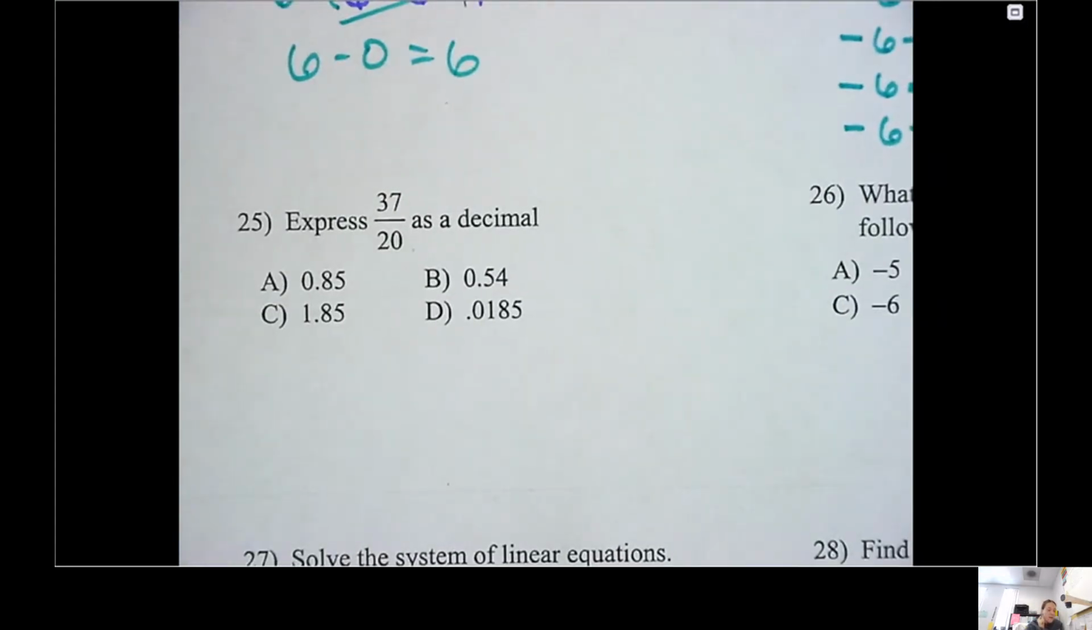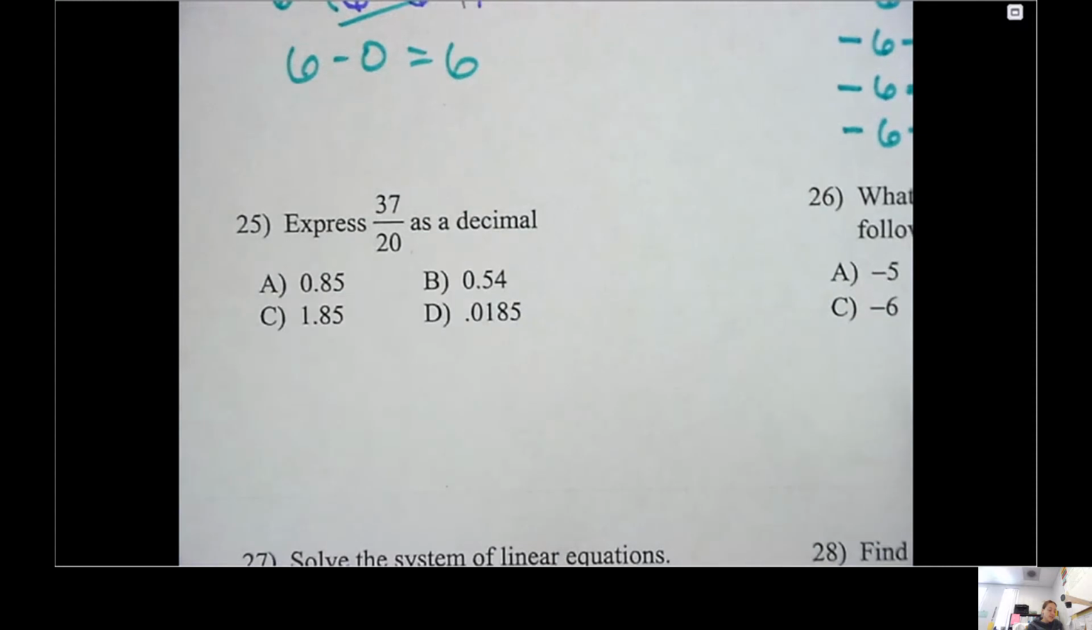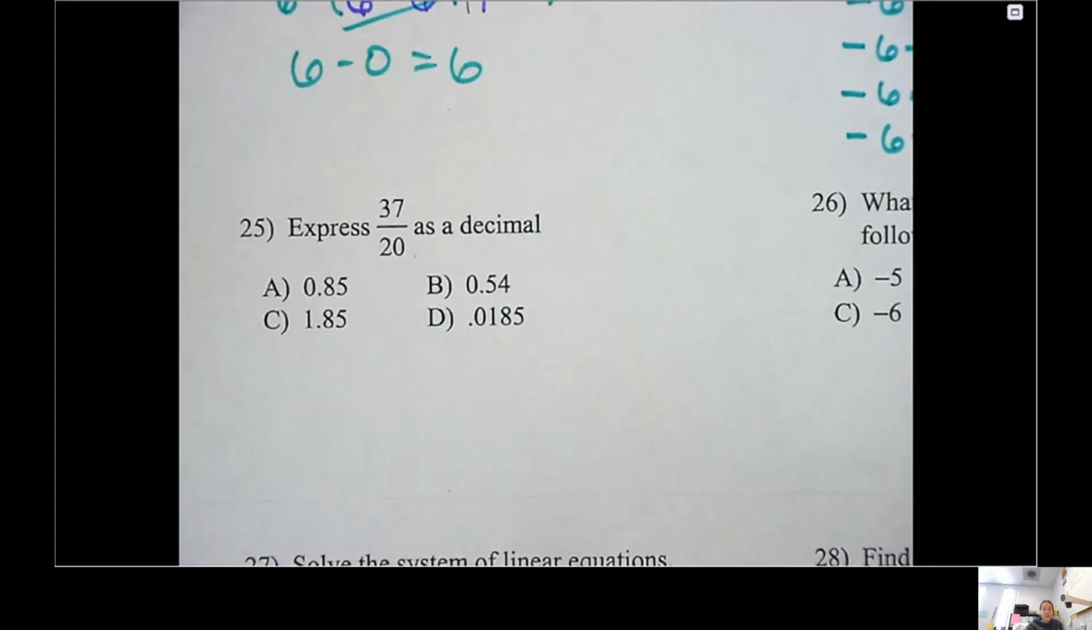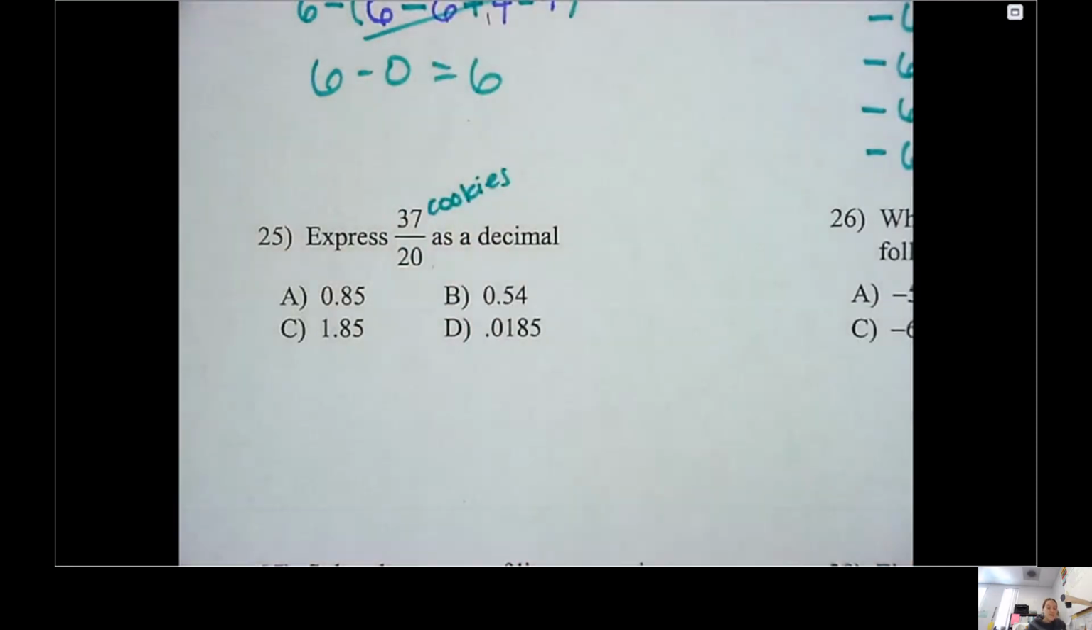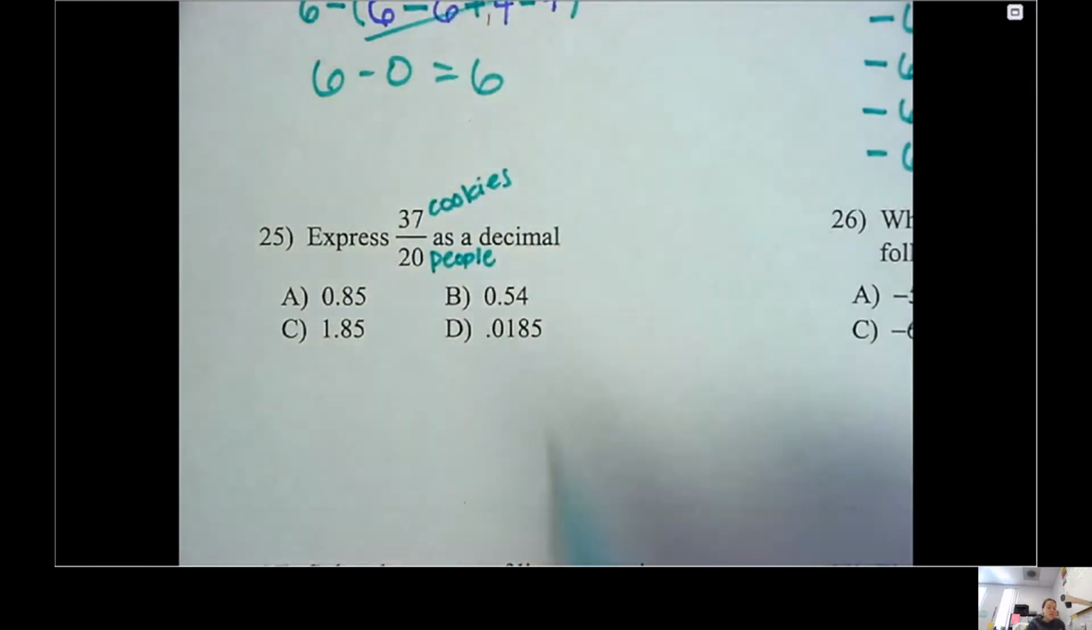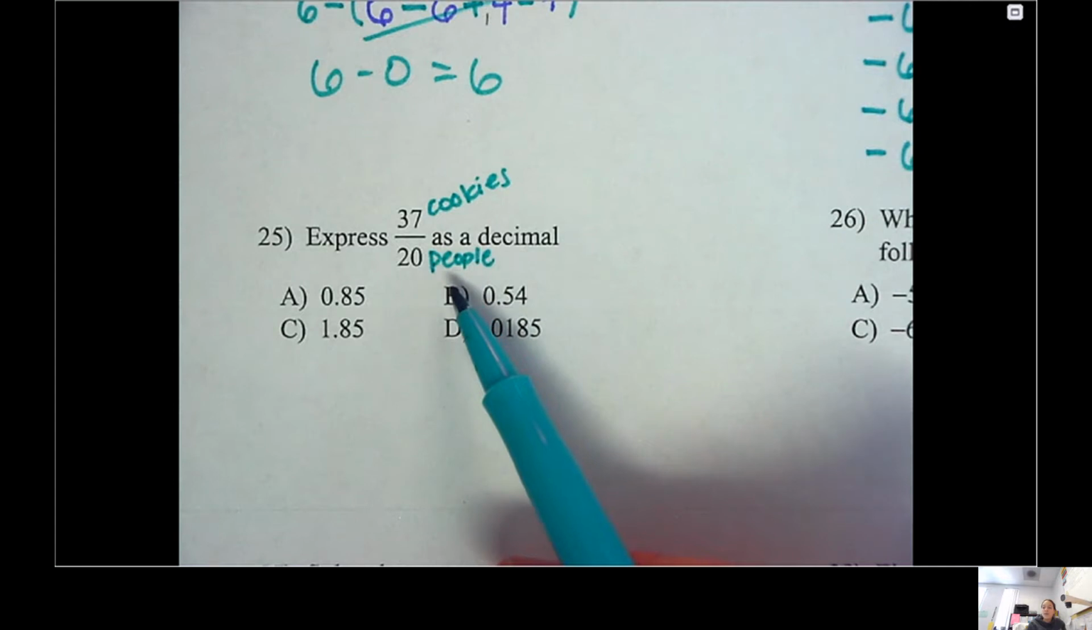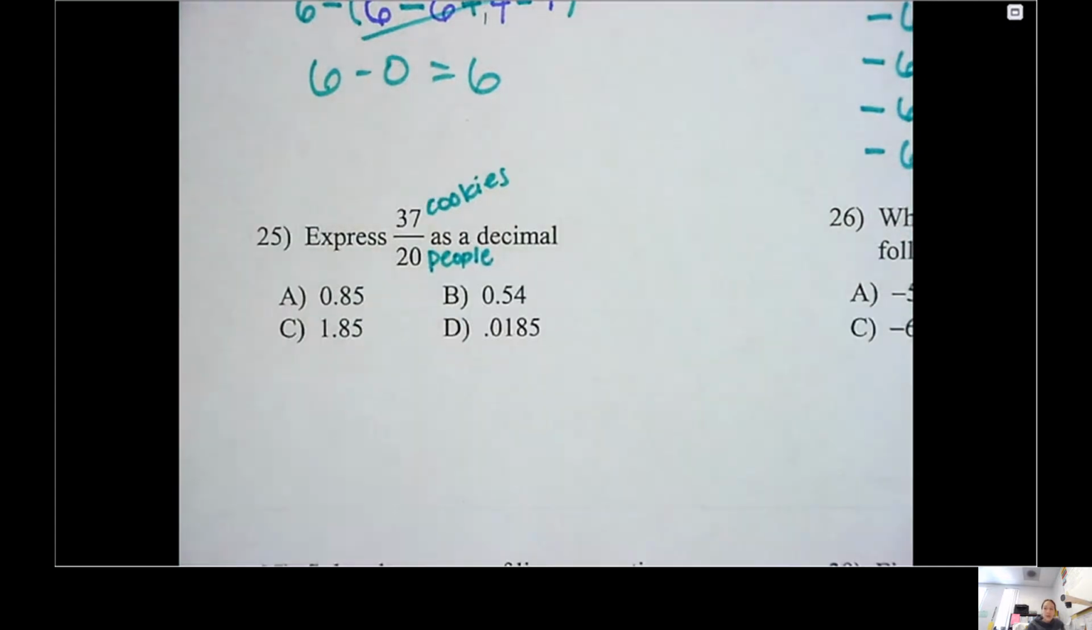37 divided by 20. Now, I'm not even going to do this problem because I can see the answer already. Think about it this way. If you say 37 divided by 20, that's like saying I have 37 cookies that I want to divvy up between 20 people, right? And so you have more cookies than you do people. That means every single person, all 20 people, are going to get a cookie.